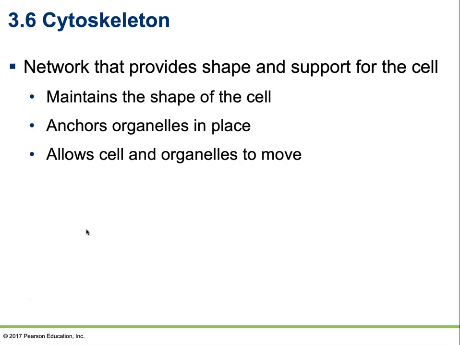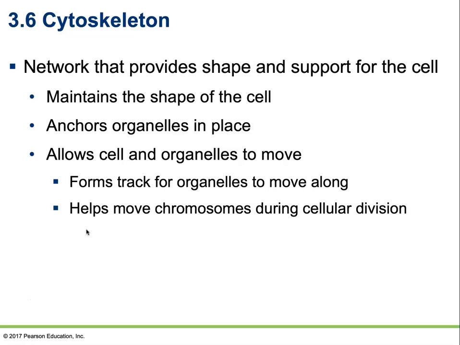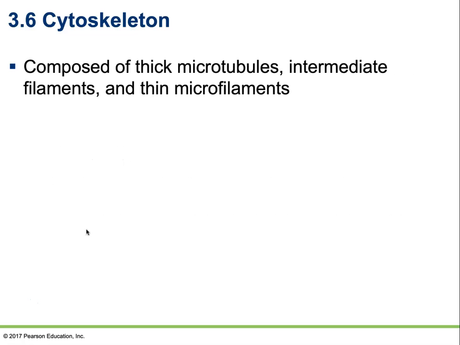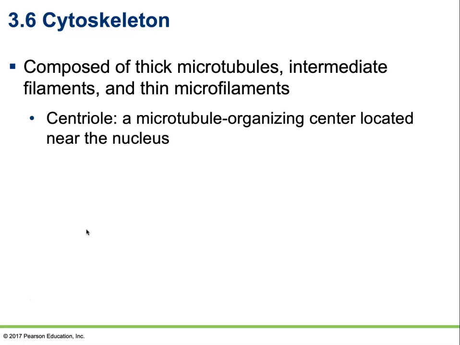It's also going to allow the cell and organelles to move around. It's going to form tracks for organelles to move along. You can kind of think of these as highways for transporting from one side of the cell to another. They're also going to help move chromosomes during cellular division. The cytoskeleton is going to be composed of thick microtubules, intermediate filaments, and thin microfilaments.